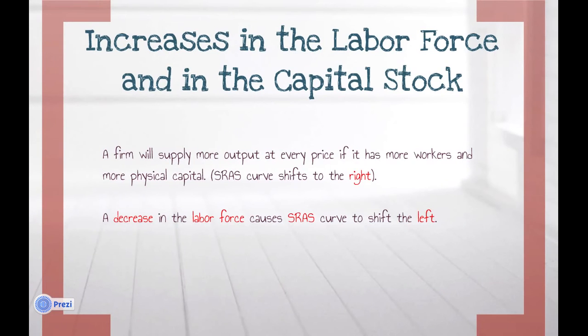Increases in the labor force and in the capital stock. A firm will supply more output at every price if it has more workers and more physical capital. The short-run aggregate supply curve shifts to the right. A decrease in the labor force causes the short-run aggregate supply curve to shift to the left.